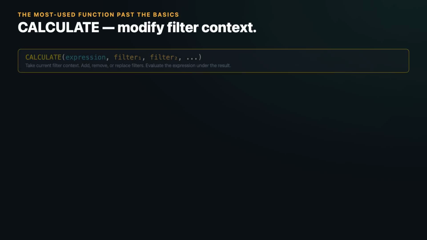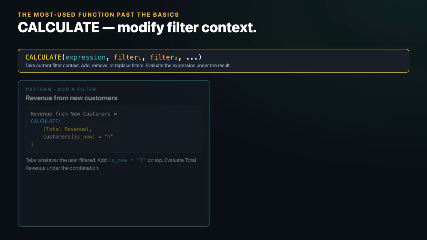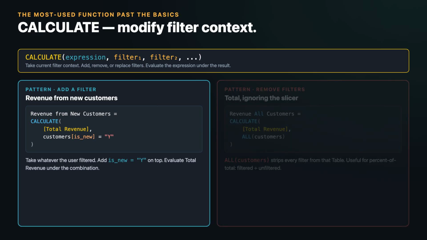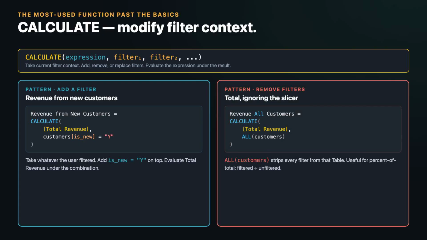Eventually, you'll want a measure that ignores the user's filter or applies a different one. Year-to-date revenue, regardless of the date selected. Same-store comparisons that aren't driven by what the slicer says. Percent of total measures. CALCULATE is the function for that. It modifies filter context. Its first argument is an expression to evaluate. Everything after that is a filter to add, remove, or replace.